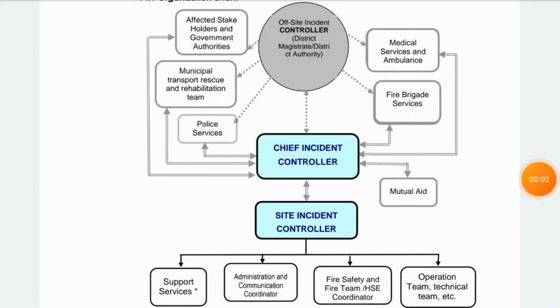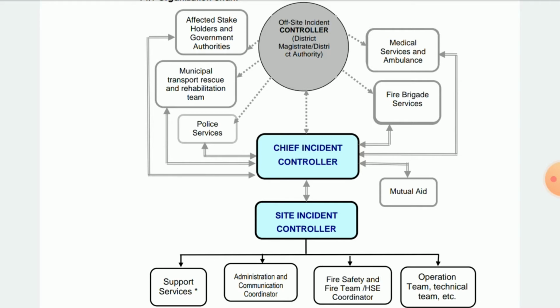So I am Kapuriya, and today I am starting with an organization chart. This is the typical chart which is followed by the company to control an emergency. First, let me make the arrows clear. The dark black line arrow indicates a level 1 emergency. The 2-line arrow indicates a level 2 emergency, and the dotted line arrow indicates a level 3 emergency.